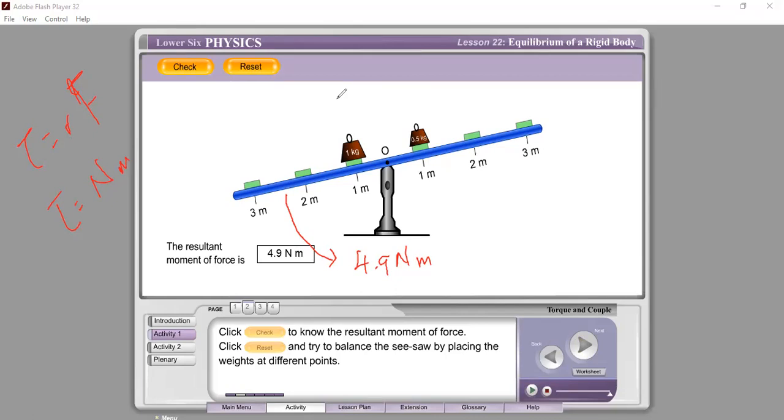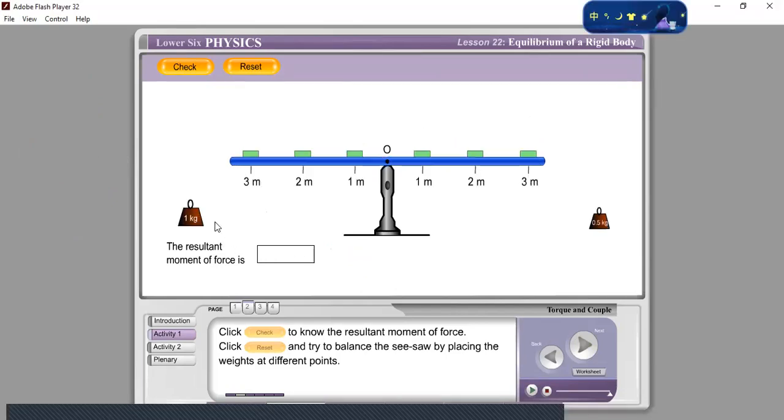Now let's reset and try to adjust again. If this is 1 meter, I put it at 2 meter. So what will be the torque? The moment of force, or the torque, is equal to 0 Newton meter.